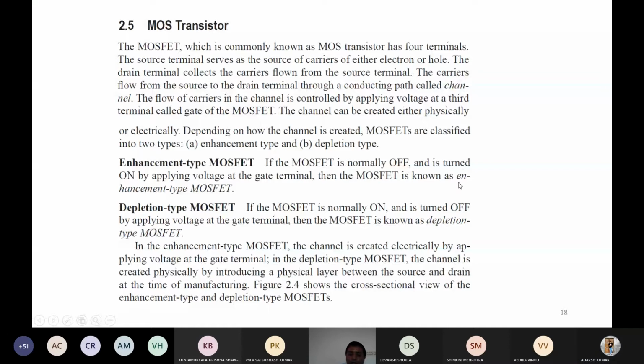So also one question: are you able to understand the MOS capacitor operation now? Yes, sir. Now we will utilize this concept in MOSFET. So let us see. But before going to operation, we will also introduce various types of MOSFETs.